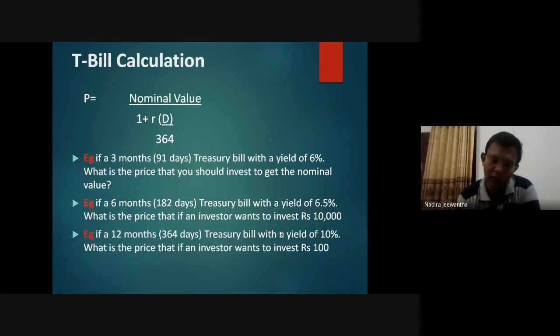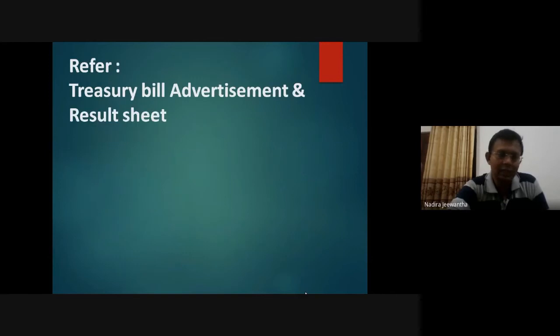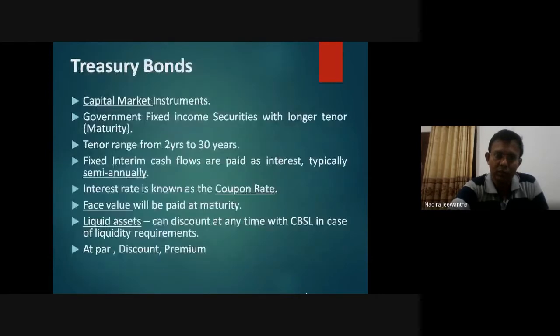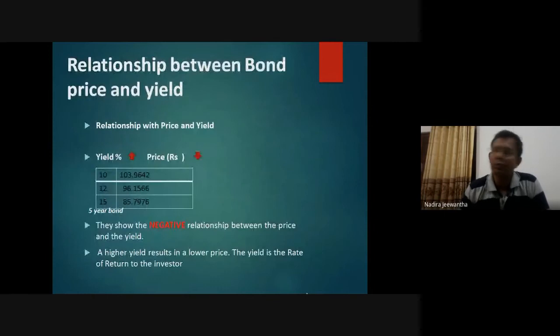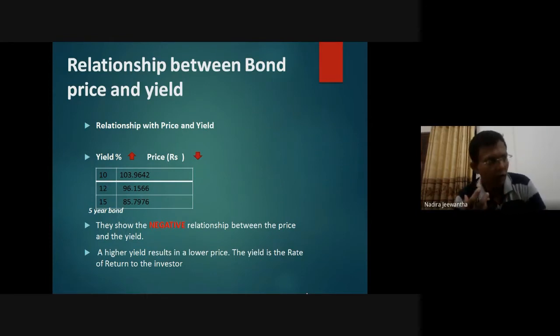Yes, if you have more than 5 million rupees, then you have the opportunity to participate in the auction through a primary dealer. Right? Those are the things we discussed, and also the price and yield relationship. When the yield goes up, price should come down. So it is a negative relationship we have seen, right? Price and yield have a negative relationship.